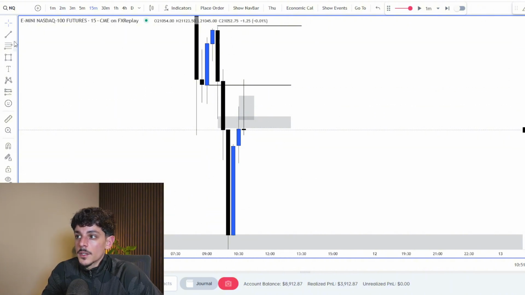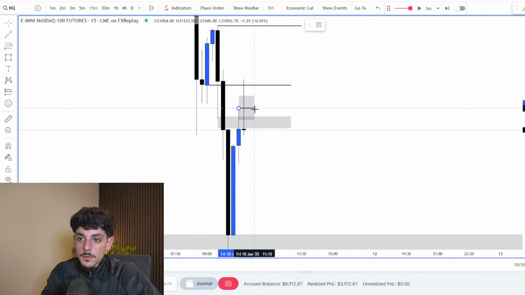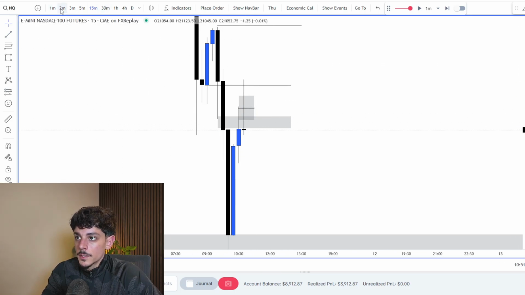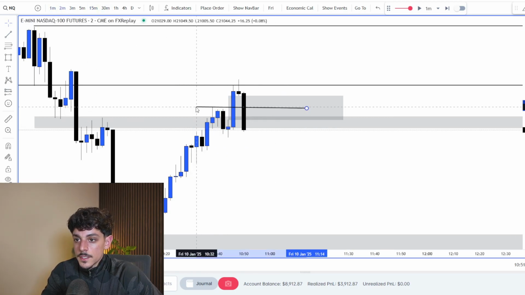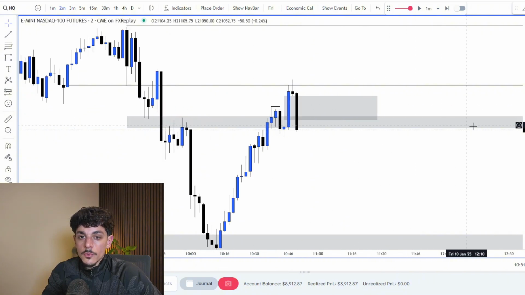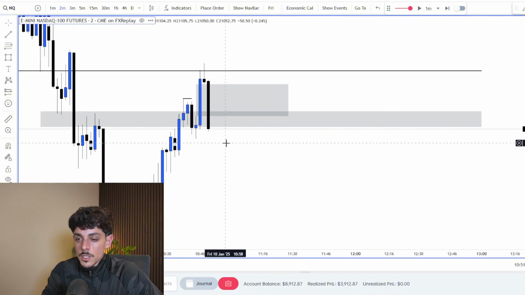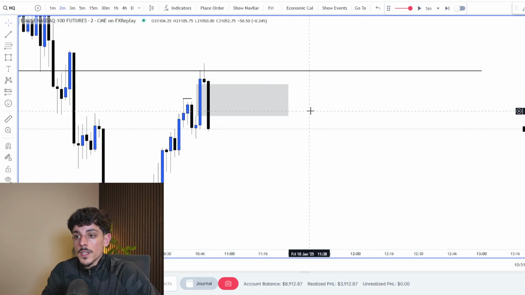We opened higher, so power of 3 of this 15-minute candle right here. Then you guys see this 4 candle confirmation. This fair value gap gets created 1, 2, 3. And the 4th candle goes and disrespects this fair value gap.